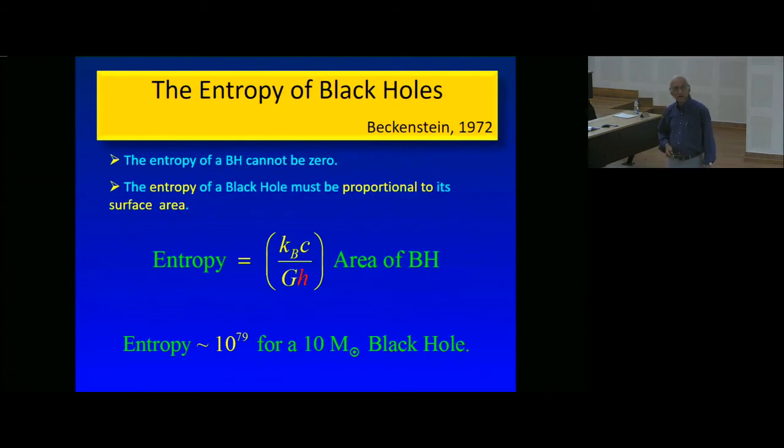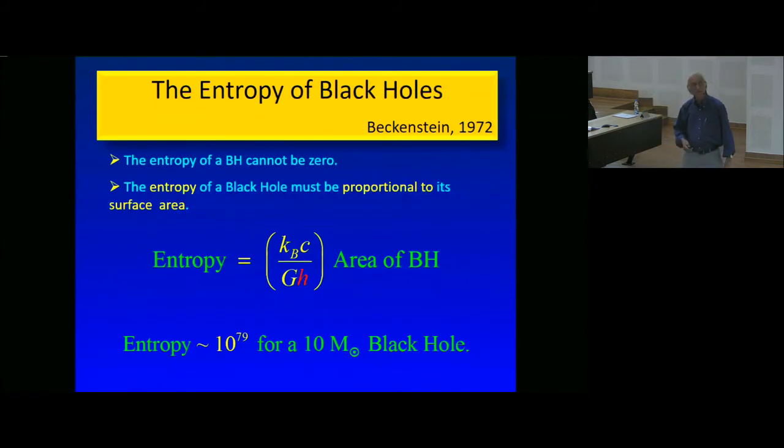Now, from purely dimensional arguments, you can show that the constant of proportionality has to be built from Boltzmann's constant, the velocity of light, Newton's constant, and Planck's constant. This caused a lot of consternation because you are dealing with classical thermodynamics and classical gravity. What business has Planck's constant got to make an appearance in this formula?